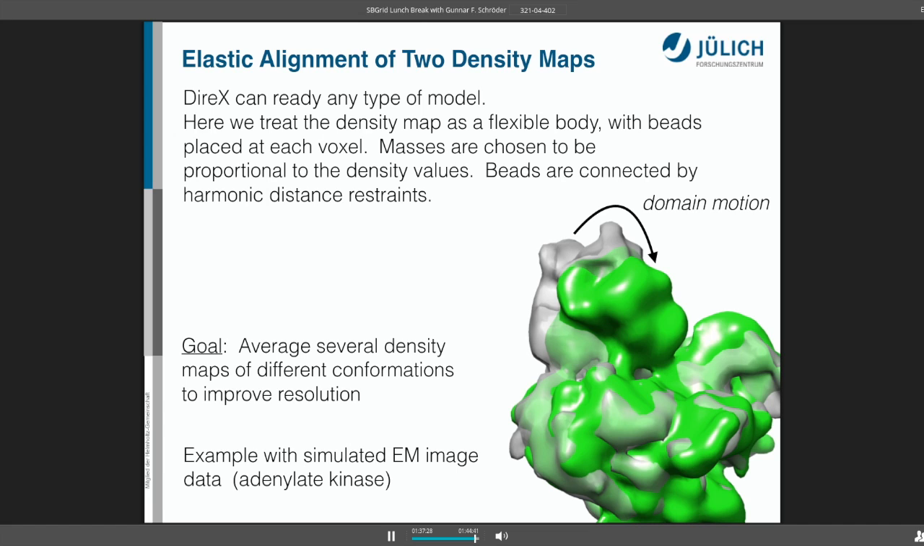If you have 10 density maps in slightly different conformations, with the elastic alignment, you might be able to average all those maps and align all the individual domains much better than you could do with rigid body alignment. So I'm just showing this here for a test case. This is a domain motion of a small protein.